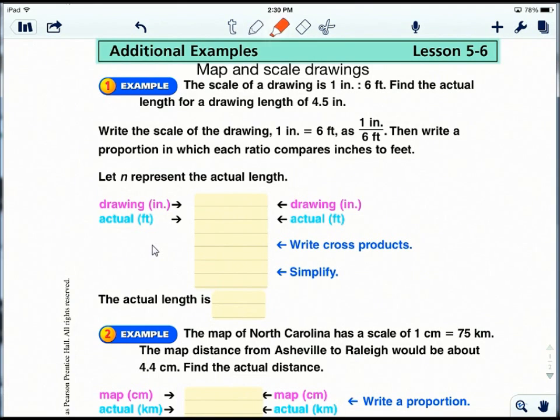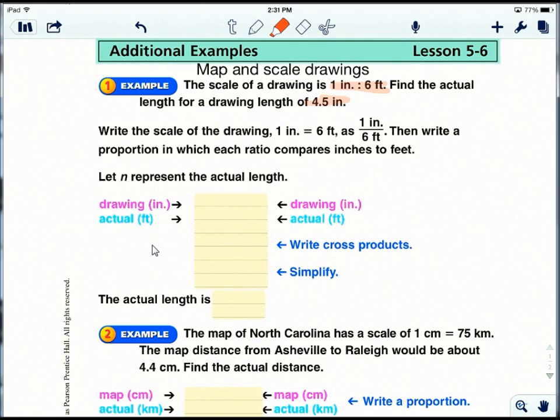In this first example, it says that they have a scale drawing. So maybe an artist looked at a person and they're going to try and make the body proportional. Of course, if an artist is doing this, they're going to use some sort of scale. If the head of the person is, I want to say, 15 inches, then when they draw it, they need to make it smaller to be able to fit on the paper. So the scale they're using here is 1 inch representing 6 feet in real life, and the length of the drawing is 4.5.